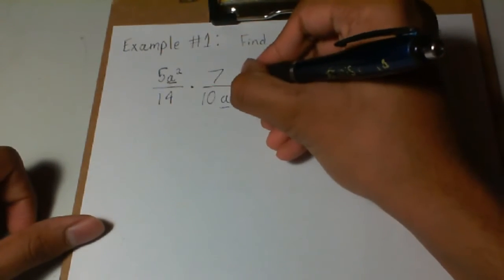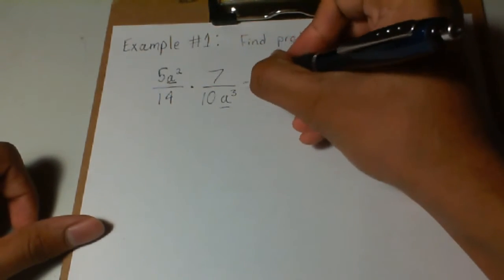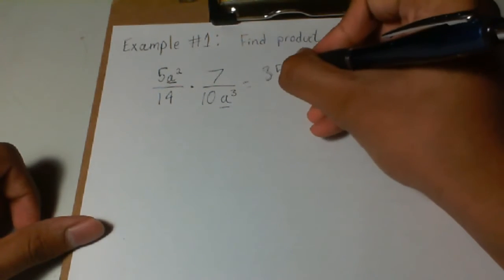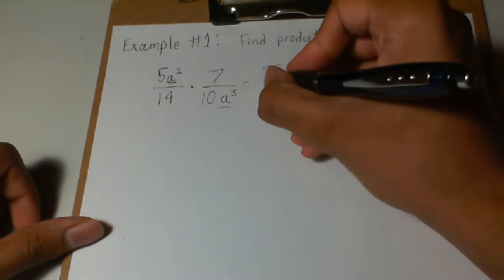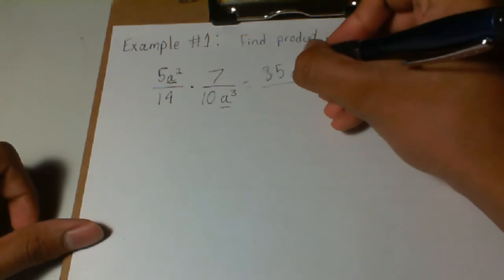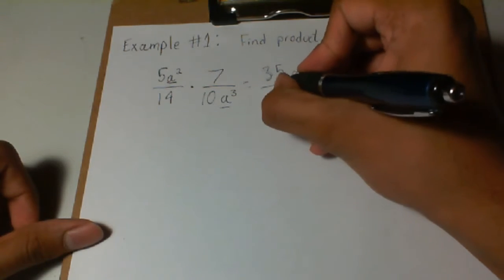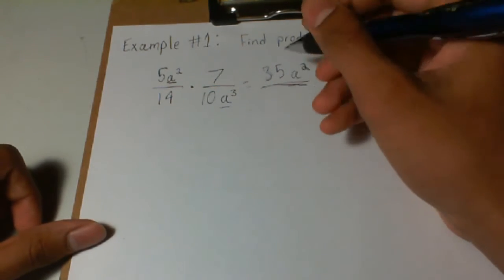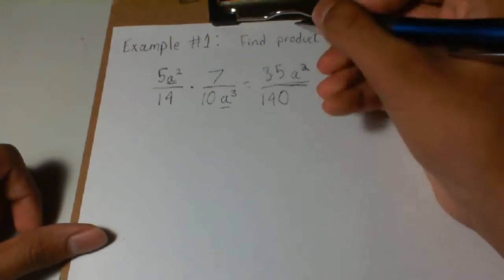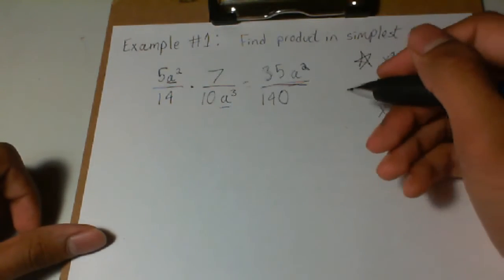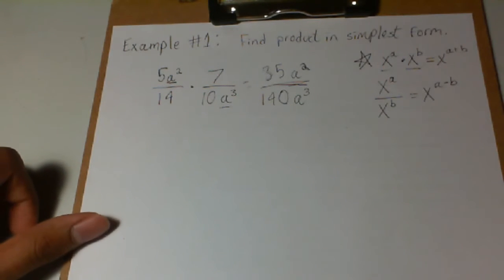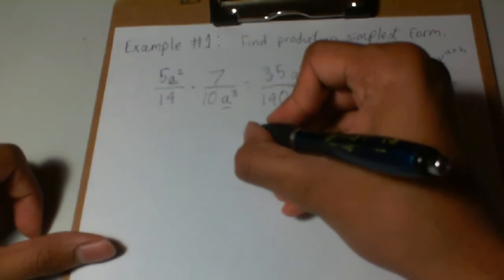So the first thing we're going to do is multiply on the numerator and the denominator. So we have 35, because 7 times 5 is 35, right? So you have 35a squared, and the a squared doesn't change, it's still a squared. And then on the bottom, you're going to have 140, because 14 times 10 is 140, times a cubed. All right, so now let's go ahead and factor.